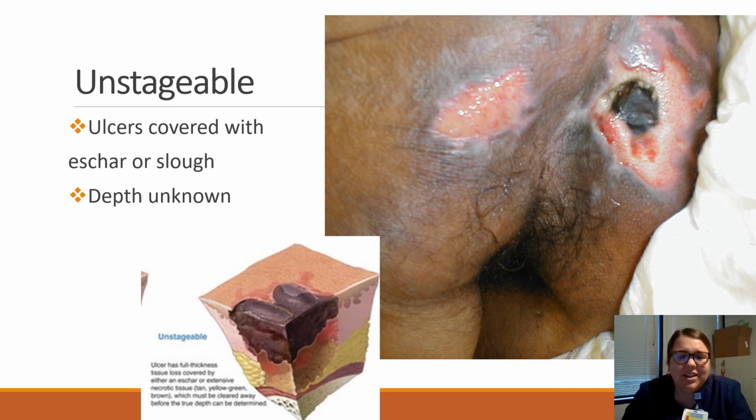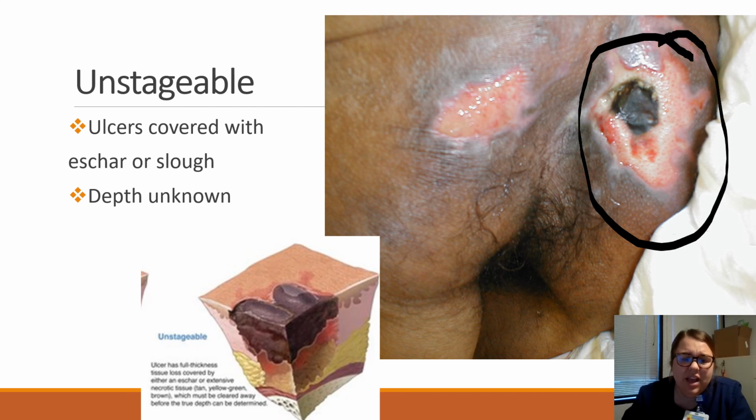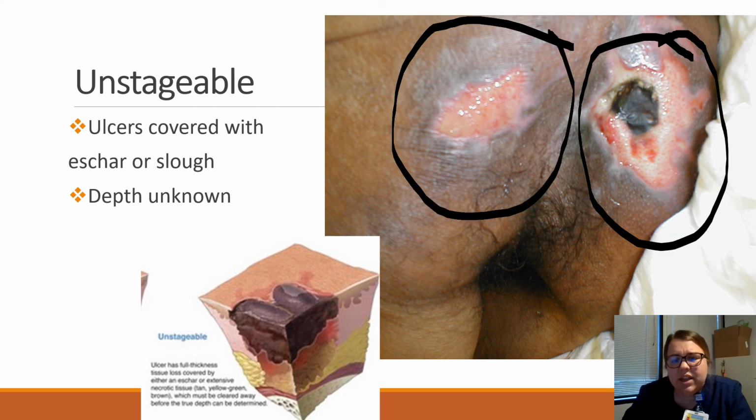All right, so the next one is unstageable. So these ulcers are covered with eschar and slough. I don't know how deep it is. I don't even see the wound bed. I can't even stage this. Now I can stage this, but I cannot stage this. So this eschar and slough should be removed, but you're not going to remove it by yourself. You're going to make sure you have orders on specifically what to do for this. And a lot of times for pressure ulcers, there's going to be a wound care nurse. There's going to be a physician on board always, so then you can get those orders.